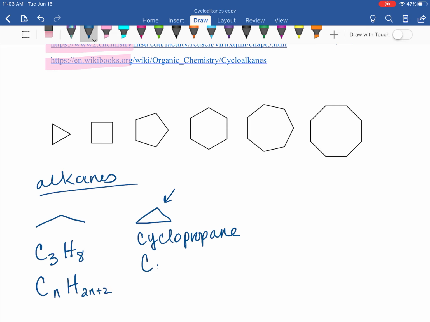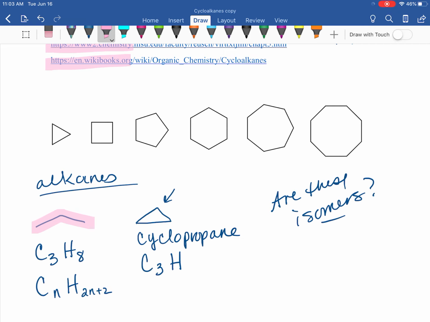And then what is our formula? So I want to challenge you. Are these isomers? Remember, our first rule of isomers is the same molecular formula. So in our propane, we've got 8 hydrogens. How many hydrogens do we have in our cyclopropane? Only 6. So indeed, these are not isomers.